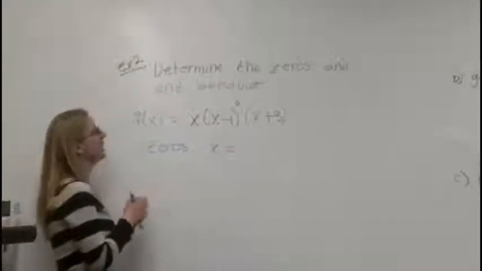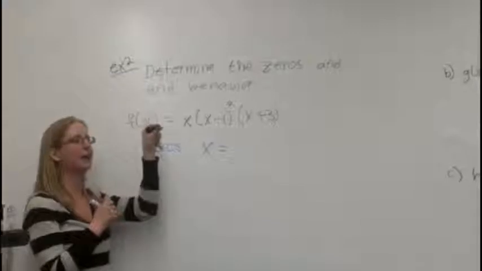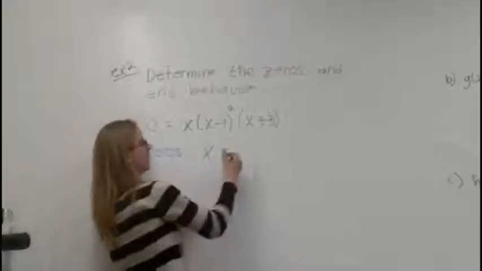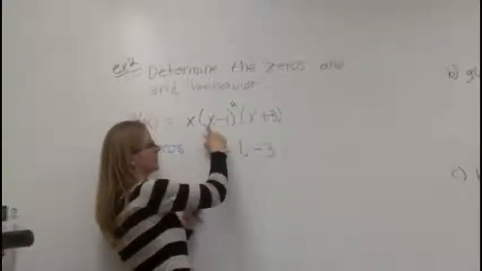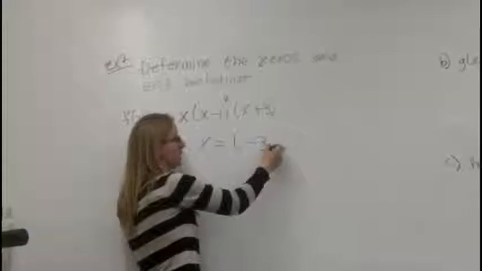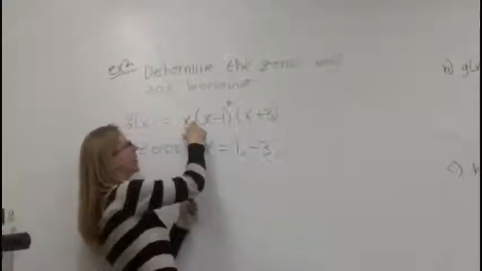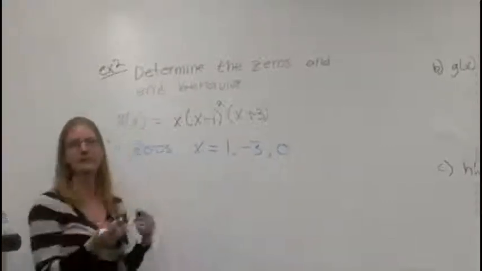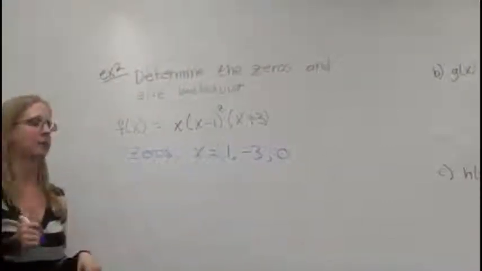So what are the zeros of this function? What could I plug in to make this whole thing equal to 0? 1 and negative 3, I heard, because if I plugged in 1, that would be 0. If I plugged in negative 3, that would be 0. Is there another one? 0. Because if I plugged in 0 right here, that whole thing would be 0. You guys see that? So listing out the zeros, that's one important part of this chapter as well.